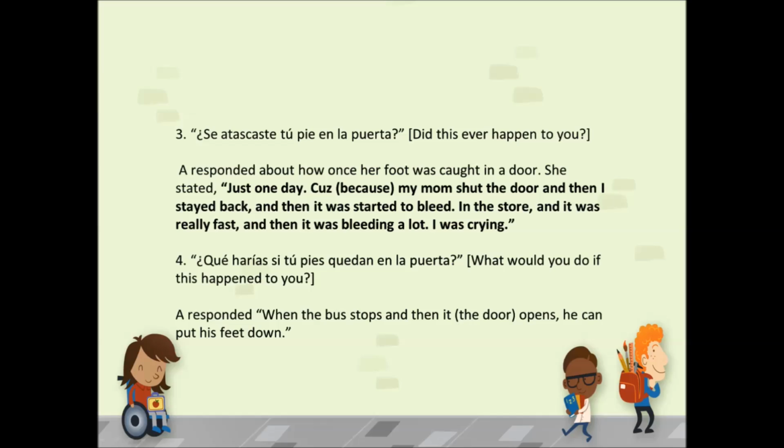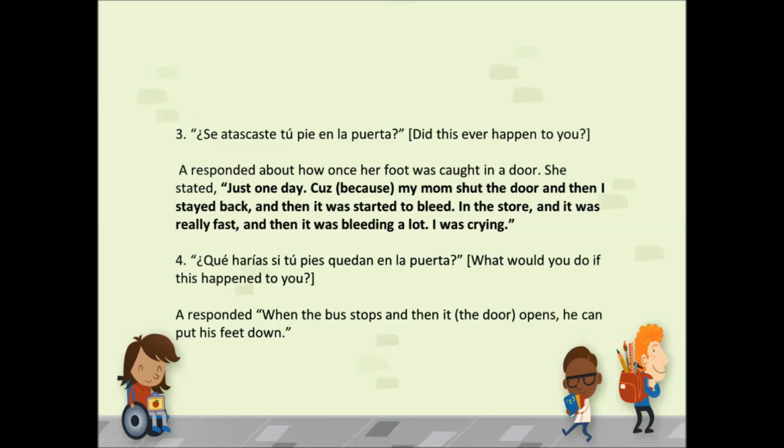And we asked this question: did this ever happen to you? So we bolded this part because we wanted to talk about Spanish-influenced English in this section.